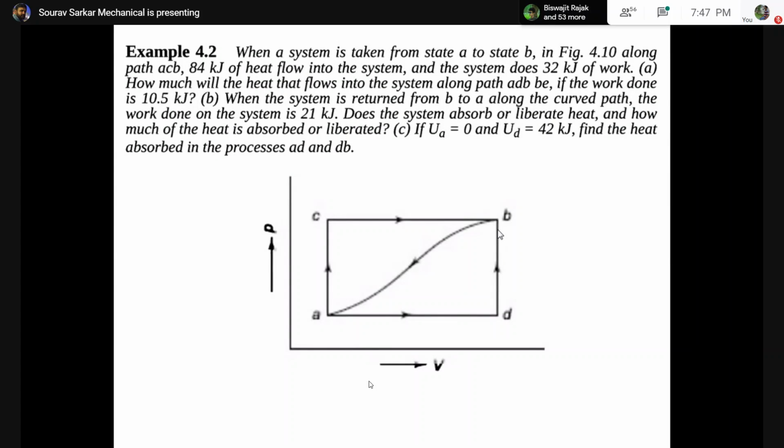Now what you can do, just for your verification, you consider the loop ADB. This cyclic process, just check that the summation of heat is equal to the summation of work. If you have done the second part, D to B, after that, just verify A to D, D to B, B to A. For all these three processes, you know the work transfer and the heat transfer for every case.